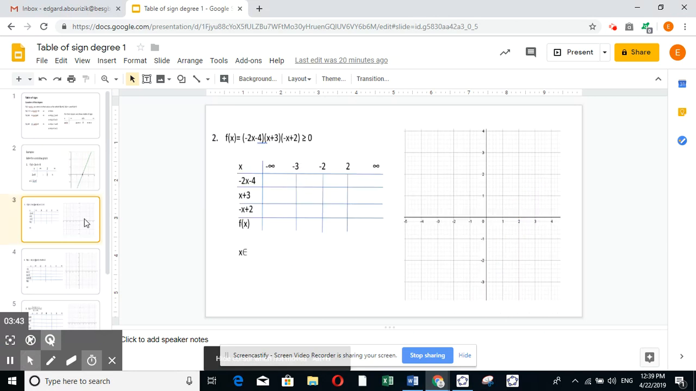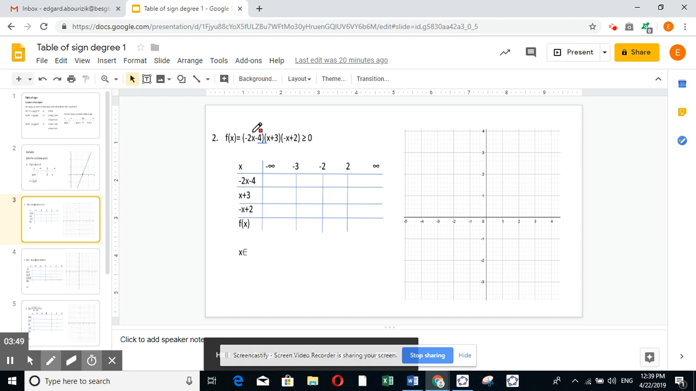Let us take more problems. Suppose I have this expression. First of all, I want it to be bigger or equal to 0. So I search for the root of every factor. For the first one, if you equate it to 0, minus 2x equals 4, x will be minus 2. For the second one, the root will be minus 3. For the third one, the root will be 2. So I put them in increasing order: minus 3, then minus 2, then 2.